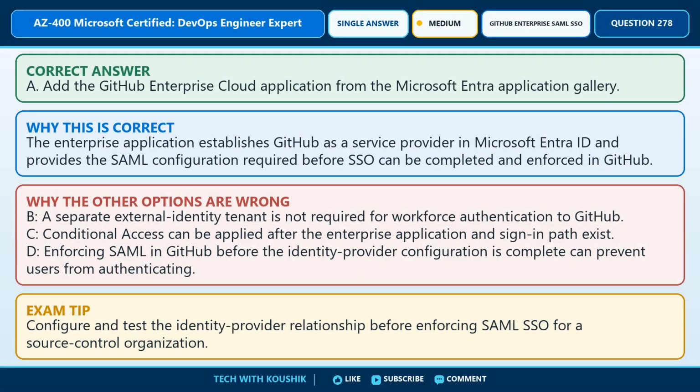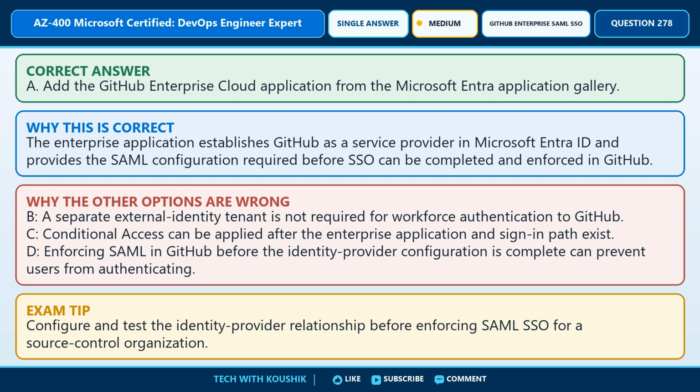The correct answer is option A. Add the GitHub Enterprise Cloud application from the Microsoft Entra application gallery. Here's why. The enterprise application establishes GitHub as a service provider in Microsoft Entra ID and provides the SAML configuration required before SSO can be completed and enforced in GitHub.